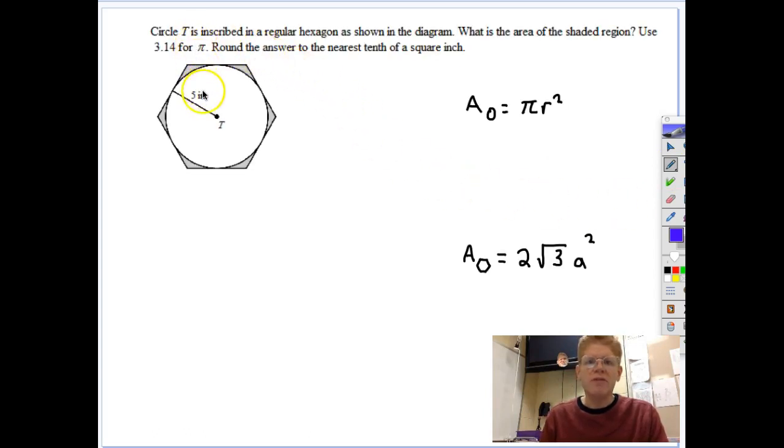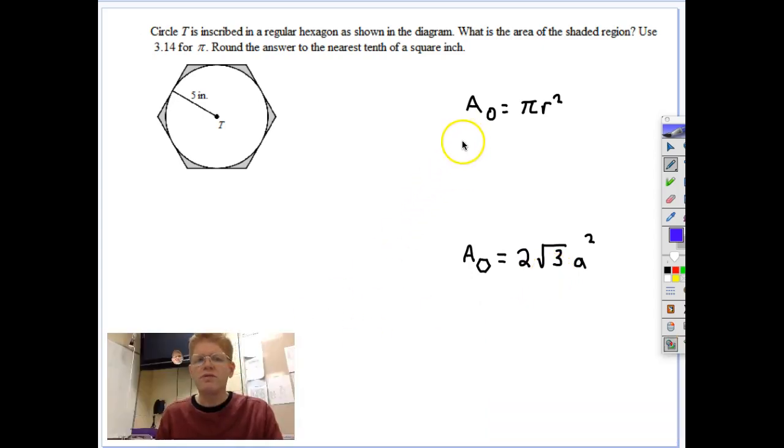Right here we have this original problem. And what I've jotted down for you is the formulas for the area of the two shapes. In this case, we have a circle with a radius of 5 inches and a center point T. The formula for the area of a circle is pi r squared. And then around that, we have the hexagon. And the formula for the area of the hexagon is right here.